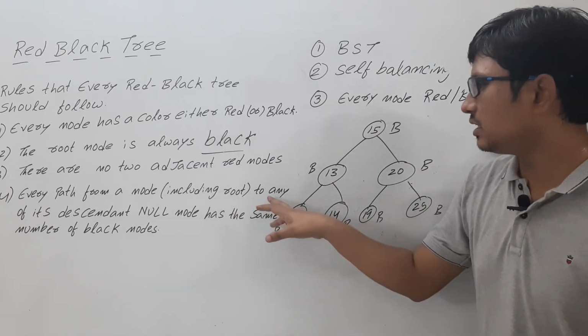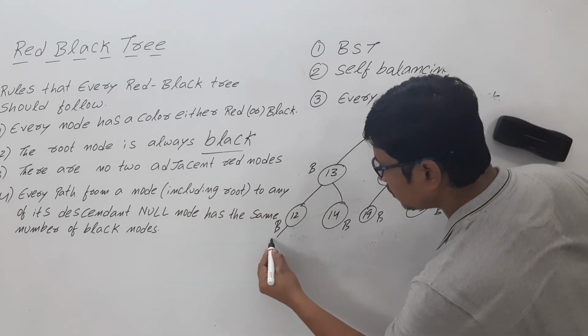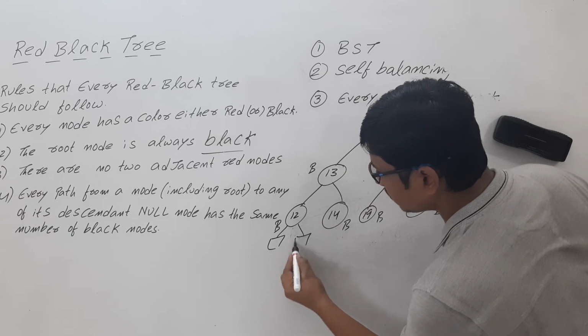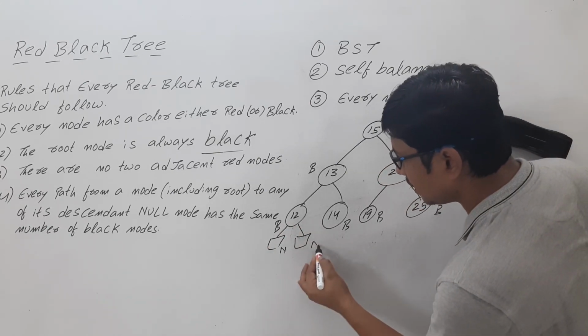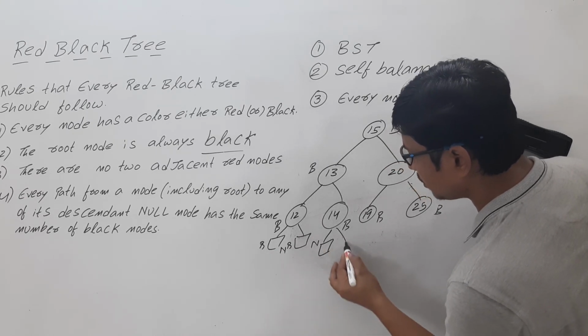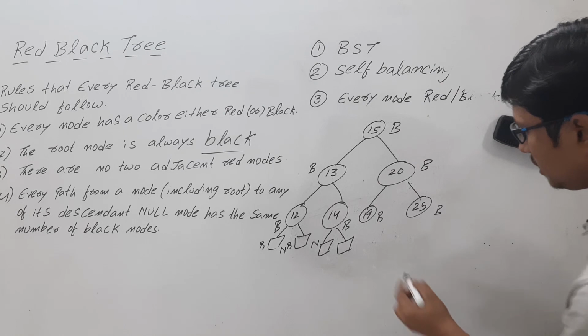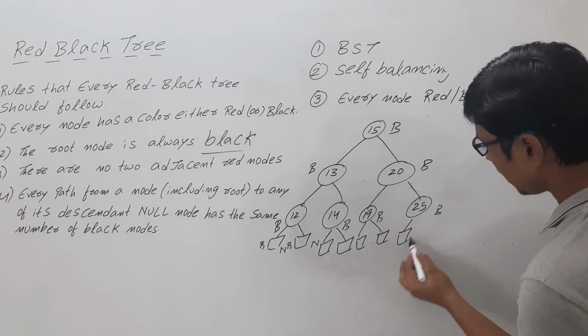Now what they are saying is, to any of its descendant null. Suppose let's take that here you will have a null node. Am I right? Because it does not have a left child and right child, so you will have a null node which is in the black color. Similarly, here also you will have a null node, here also you will have a null node, here also you will have two null nodes, and here also you will have two null nodes.